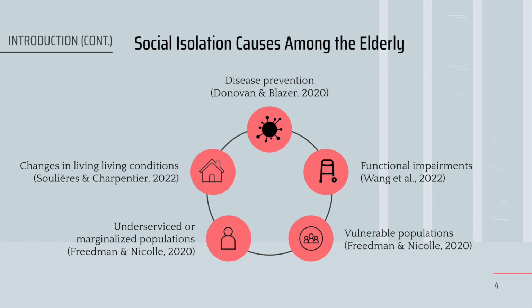Functional impairments may also contribute to seclusion. Mobility impairment, for example, may prevent individuals from getting out of the house. Hearing impairment may decrease one's desire or ability to verbally communicate. And impaired vision or cognition can play their own roles, and so on.